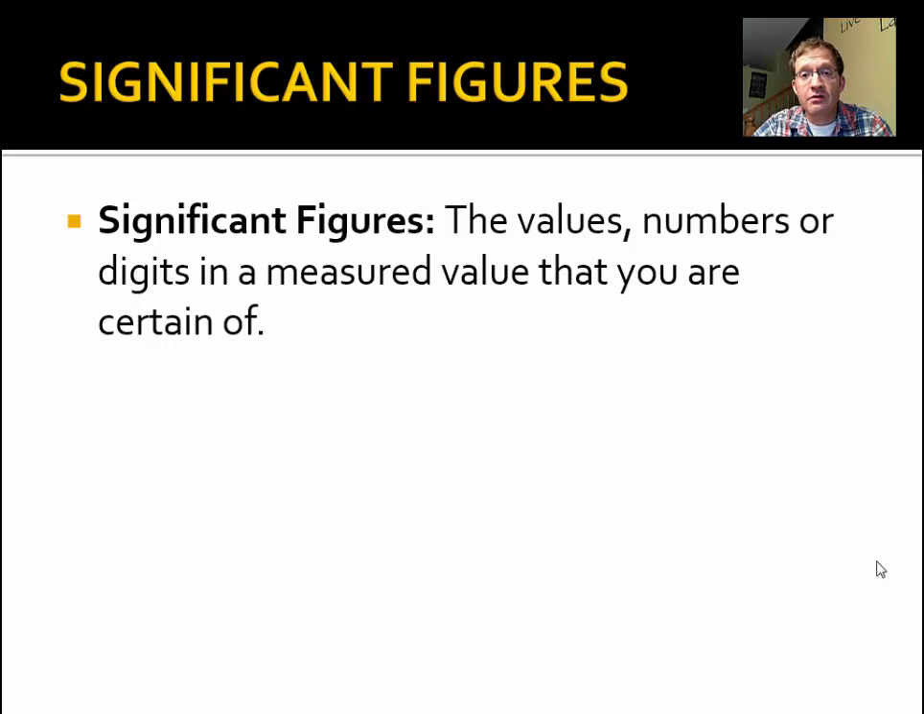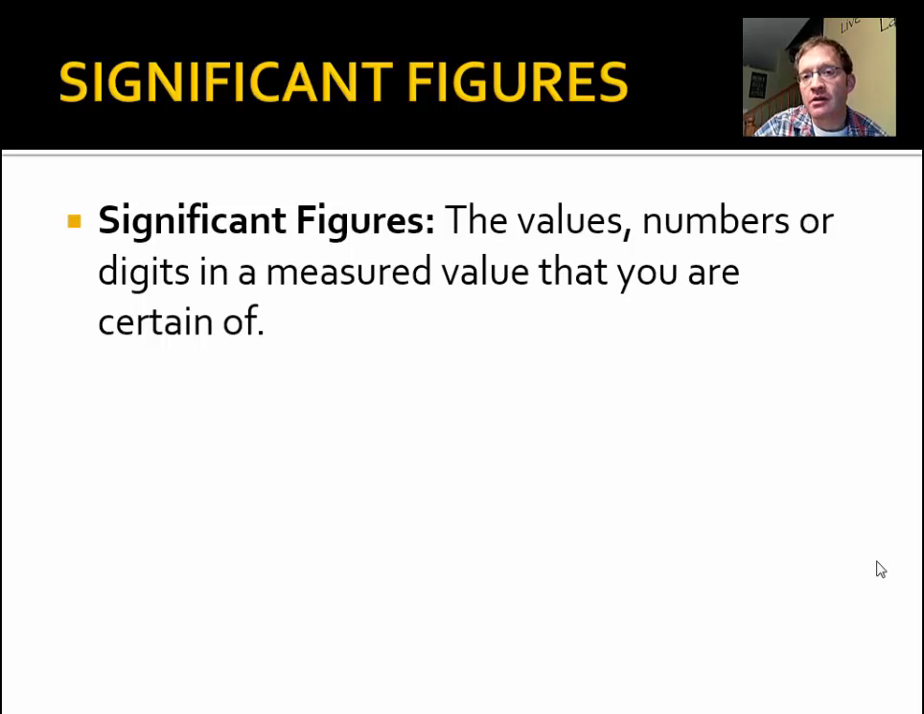So what's a significant figure? First of all, significant figures are basically the values, numbers, or digits in a measured value that you're certain of. In other words, when you make a measurement of mass or volume or temperature or something, and you write it down in your lab book, which digits, which numbers in that value are you certain of, and which ones are you estimating, and which ones are you leaving off? When we look at a calculation, we need to be able to evaluate the numbers that you're putting into your calculator to determine how many significant figures are in each one.